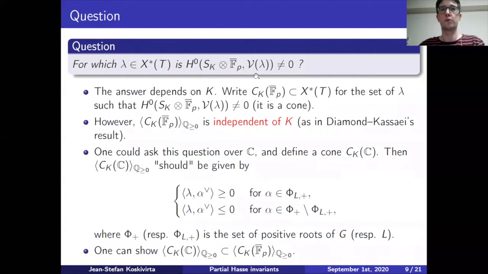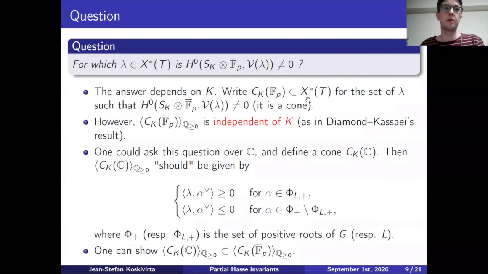Right. So this depends on the level. You can see this already for the modular curve. Basically, the answer to this question depends on the level. However, let's write C_K of F_p bar for the subset of characters of T where H0 of S_K tensor F_p bar of V of lambda is non-zero. Okay, so we can show that this is actually a cone, so it's stable by addition in characters of T. So it's a commutative monoid, if you want. Okay, so this depends on K.